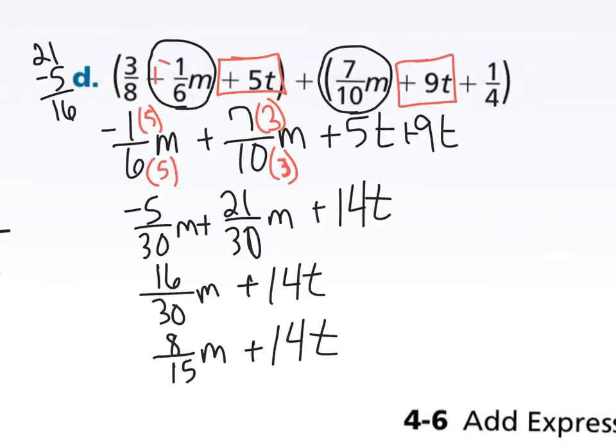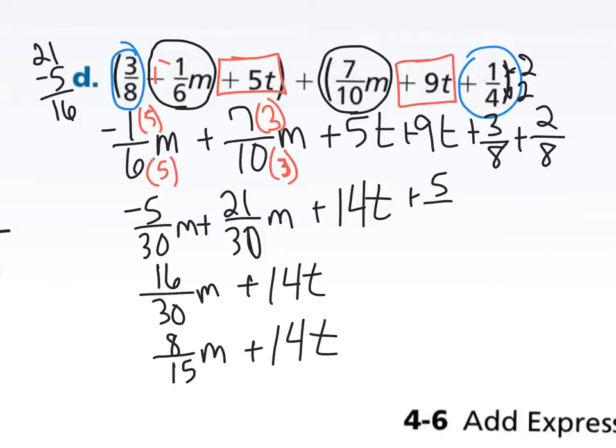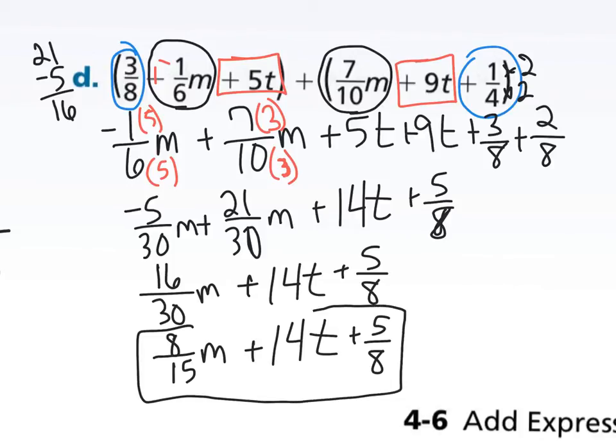And then we have two constants, two plain numbers. We've got a 3/8 here at the beginning, and we've got a 1/4. So we need to get a common denominator here again. Common denominator we could get would be 8. Okay, so that would be like 3/8 plus 2/8, and 3/8 plus 2/8 would be 5/8. And again, we can double check, but none of these are like terms. So if we did this correctly, we should be in good shape here.